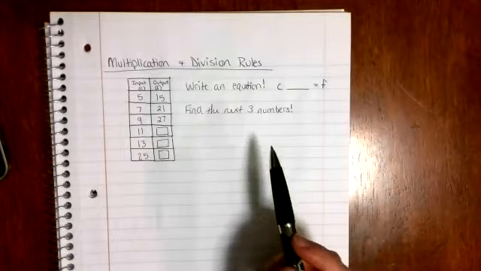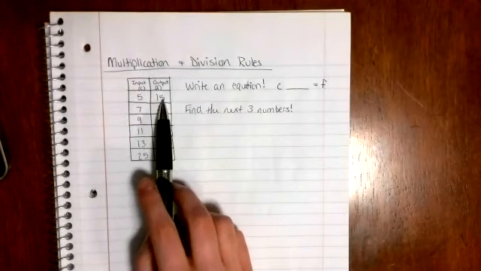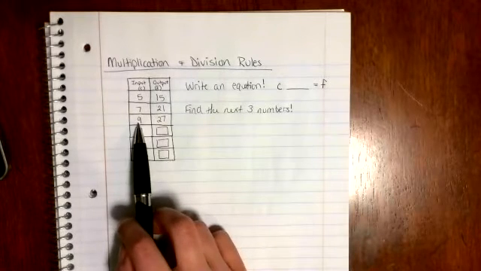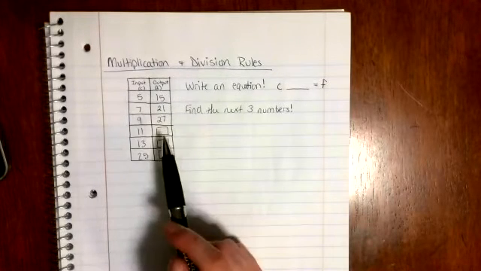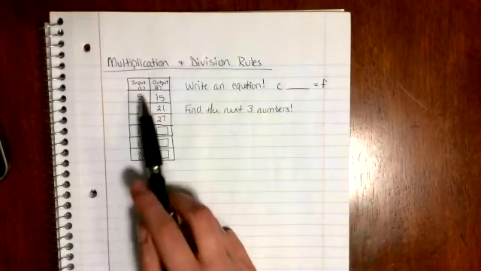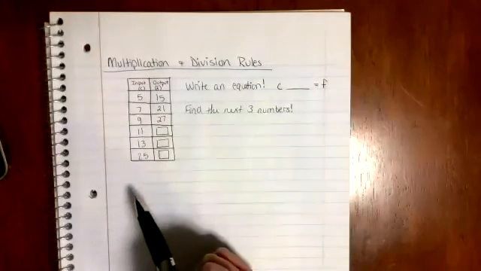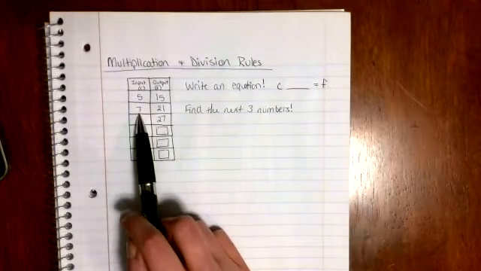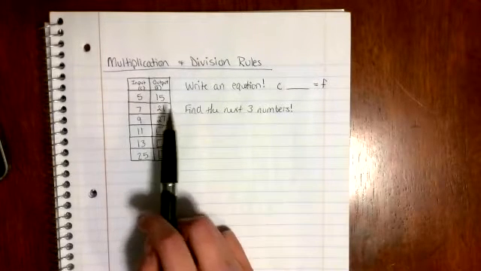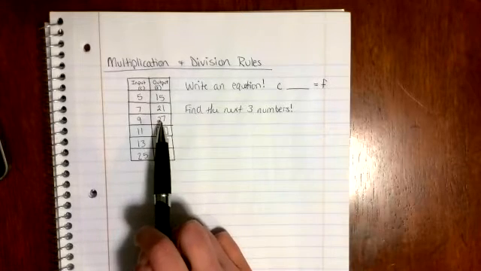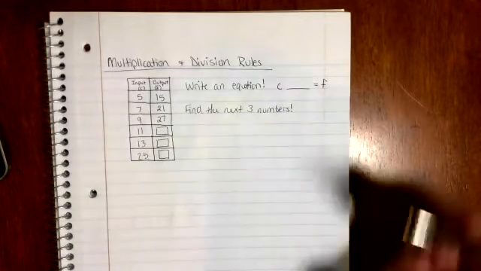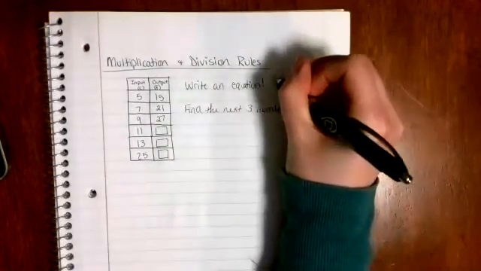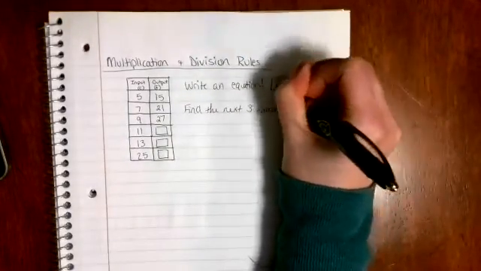What happens in between? So if I start with 5 and I end up with 15, or I start with 7 and I end up with 21, or I start with 9 and I end up with 27, what's happening to the input numbers to create these output numbers? Well, I know that 5 times 3 equals 15, and 7 times 3, well, that equals 21. Does 9 times 3 equal 27? I believe it does. So I think our rule here is times 3. So here's our equation. C times 3 equals F.